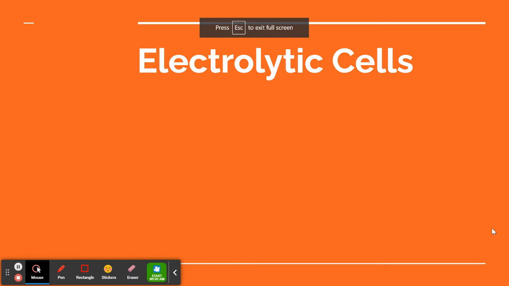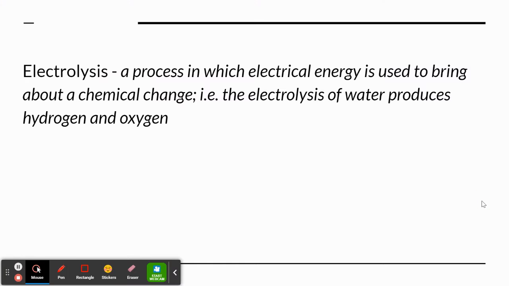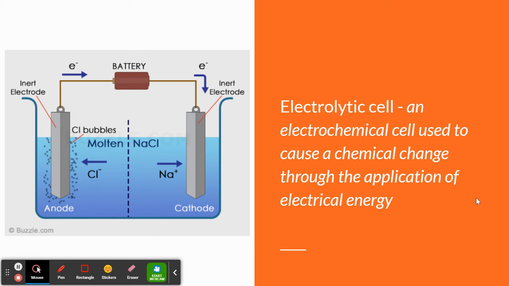Hi everybody, so this is on electrolytic cells. Now electrolysis, please pause this, write down the definition. We just talked about it. This is an electrolytic cell. It uses electrical energy to cause a chemical change.